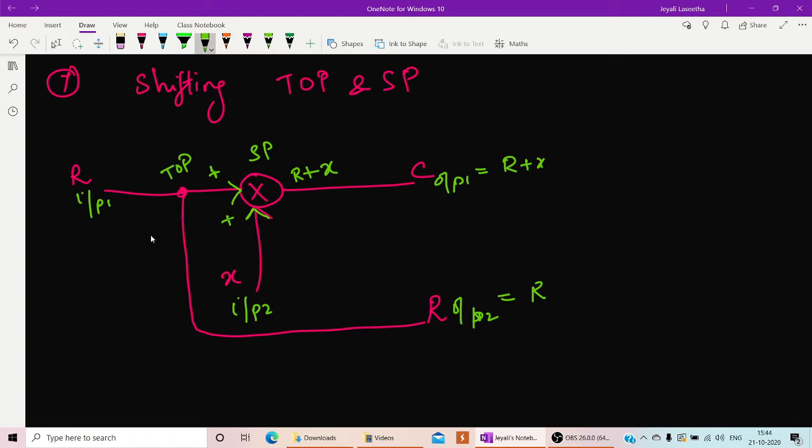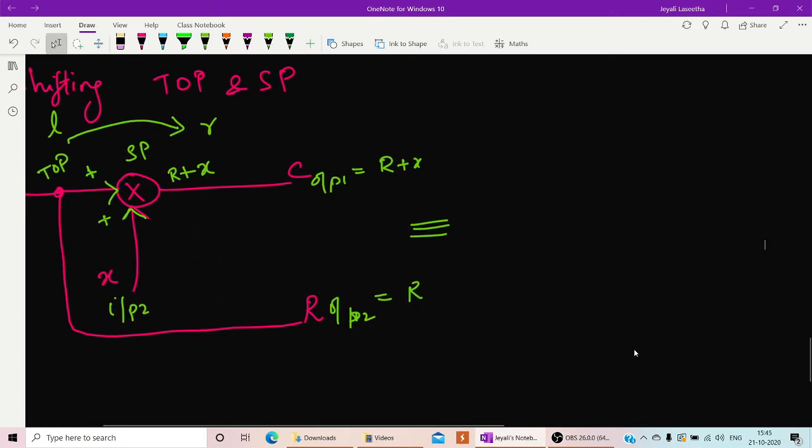So what I am going to do is I am now going to shift this tapping point, take away point, from this left side to the right side of the summing point. So from left to right I am going to shift it, right? So for that, how can I do it now? This can be done very easily. Right. So how can I do it?